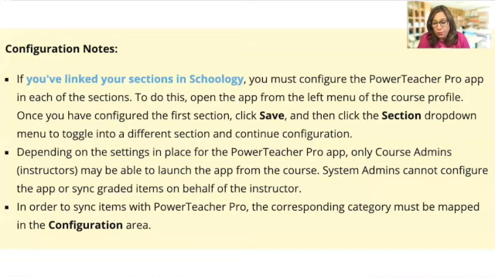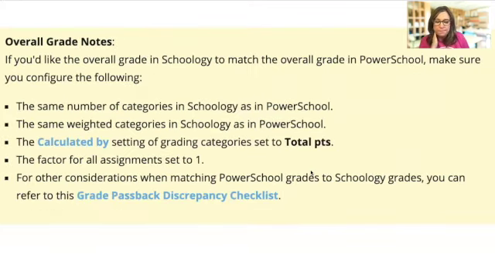And this is a note for my high school people that may be linking courses. You must configure the app in each section. So it tells you how to do that if you've already linked those sections. And then it says, depending on the settings, you may or may not be able to launch it from the course. And then it talks about the corresponding categories having to be mapped.